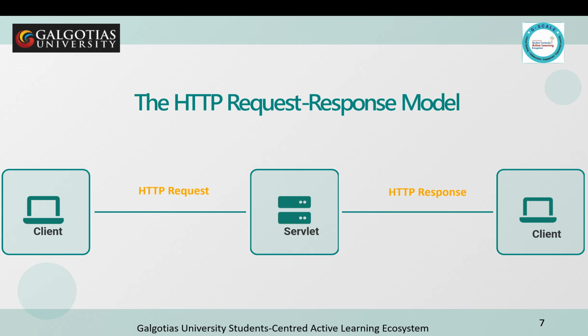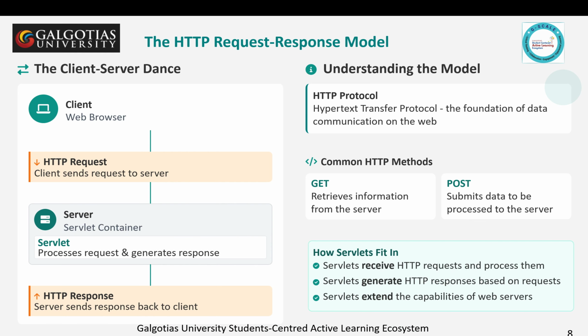This diagram shows the HTTP request response model. The client sends an HTTP request to the servlet. The servlet processes the request and sends an HTTP response back to the client. Let us understand this flow in detail. A client, usually a web browser, sends an HTTP request. The request reaches the servlet container. The servlet processes the request and generates a response. Finally, the server sends the response back to the client.